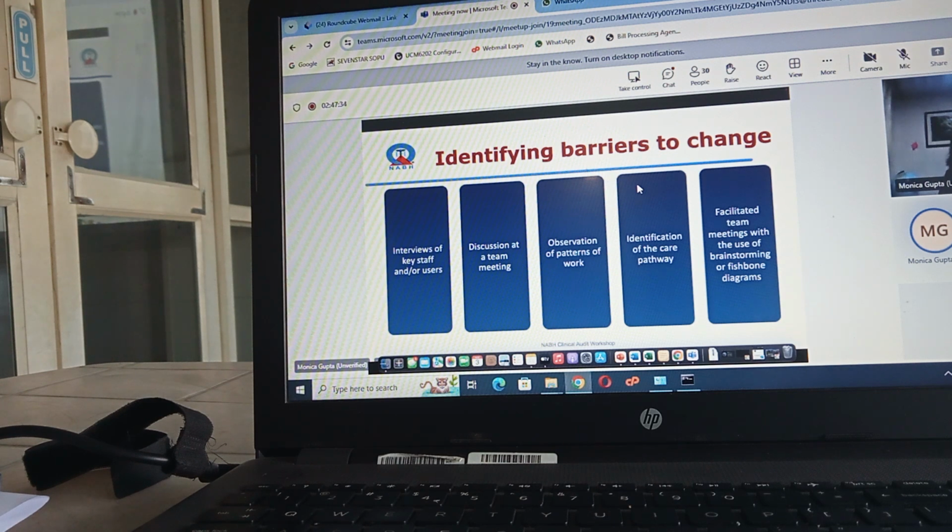Observation of patterns of work, who are moving around when the audit forms are being filled up. Identification of the care pathway, see the pathway and try to get people aligned with our thinking. Facilitate team meetings with the use of brainstorming or fishbone diagrams. You try to identify using quality improvement tools like fishbone diagrams.